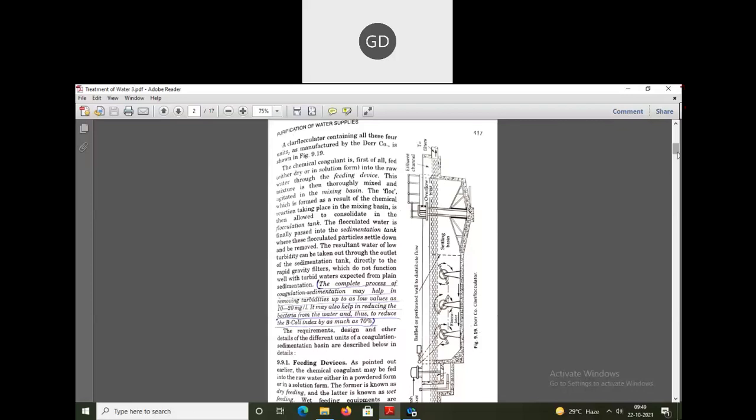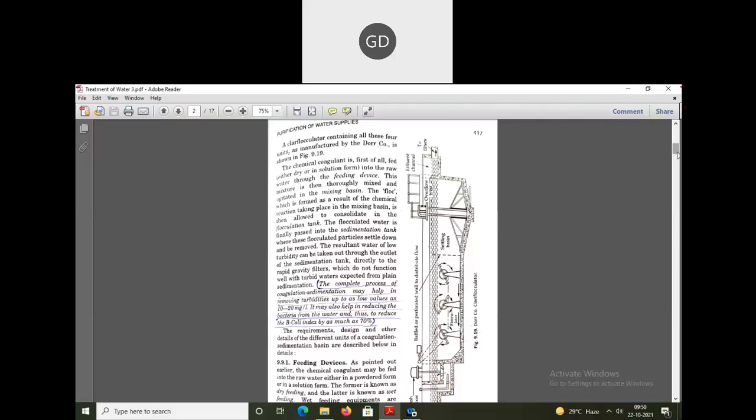This flock is formed in the mixing basin, and it is allowed to consolidate, or stay, in the flocculation tank. Then, after the flock is formed, this flocculated water is passed to the sedimentation tank. In this tank, the flocculated particles are allowed to settle down, and after a certain detention period, these flocculated particles can be removed.